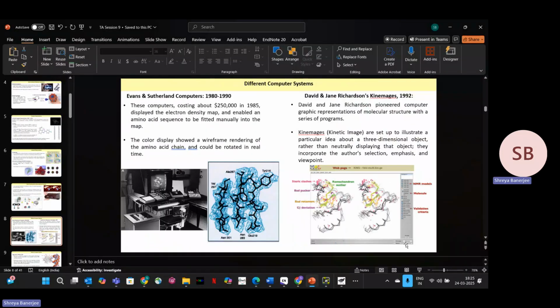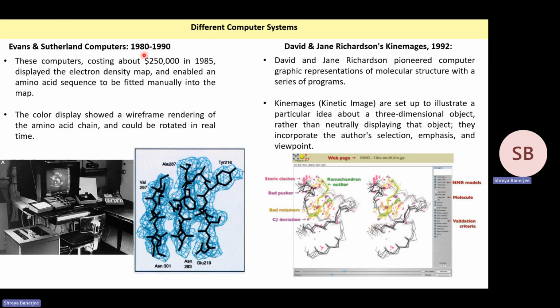Now we will come to the different computer systems used for visualization. So in 1980 to 1990, Evans and Sutherland introduced some computers which cost around $250,000 in 1985. They could display the electron density map. So you can see the blue grid here is the electron density map, and the amino acid sequence can be manually fitted into the map. So the Evans and Sutherland computer would give this blue grid, and manually you can choose different amino acids to fit into the grid. So you can see in this region, it is a tyrosine side chain which is fitting.